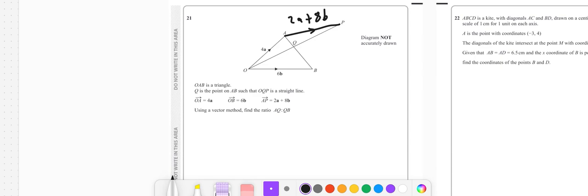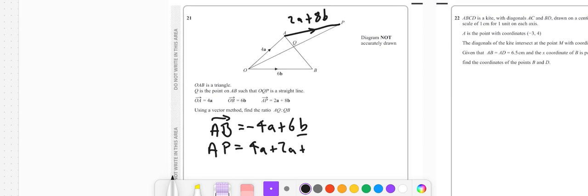So we know that vector AB is minus 4a plus 6b. We know that the vector AP is 4a plus 2a plus 8b, which is 6a plus 8b.